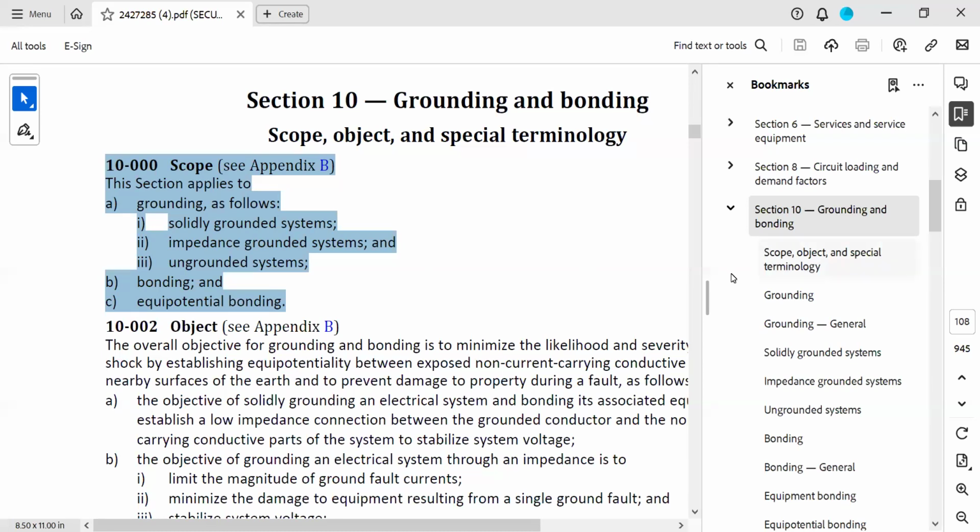So again, the scope of Section 10, which is Rule 0, scope, deals with grounding and bonding, where grounding is the conducting path to a grounding electrode. Bonding is the connection between all the metallic non-current carrying parts with the intention that they be maintained at the same potential, and they are usually connected to ground.